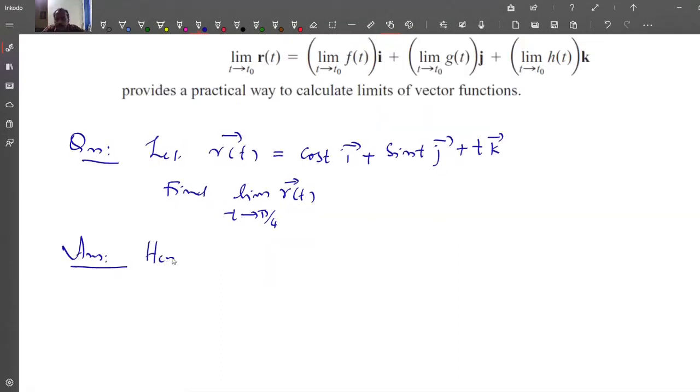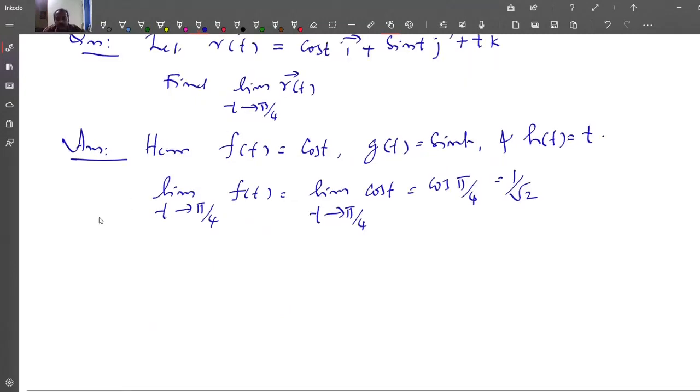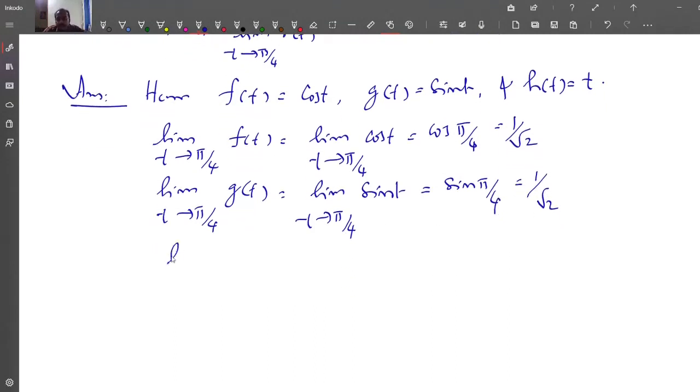Answer: here, f(t) = cos t, g(t) = sin t, and h(t) = t. Limit as t tends to π/4 of f(t) is equal to limit of cos t, which is cos π/4, equal to 1/√2. Limit as t tends to π/4 of g(t) is limit of sin t, which is sin π/4, equal to 1/√2. And limit as t tends to π/4 of h(t) is limit of t, which is equal to π/4.